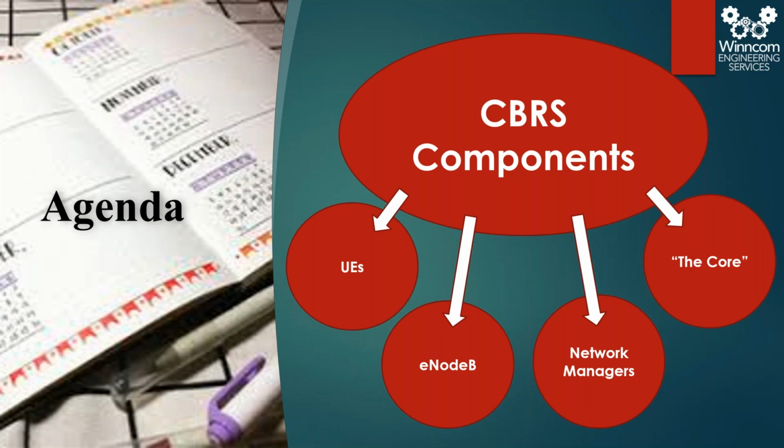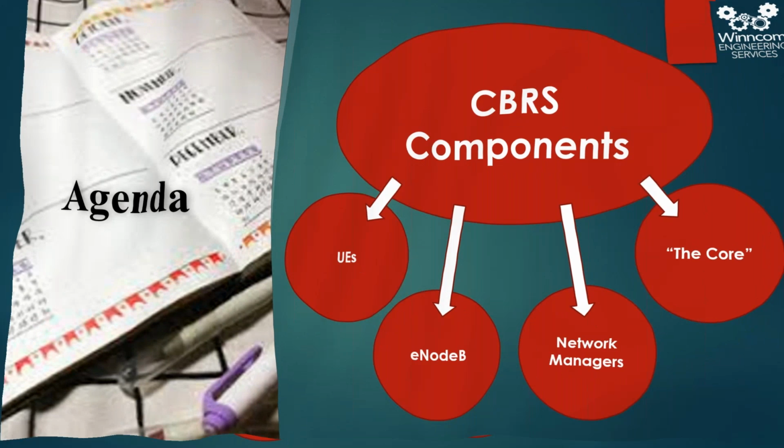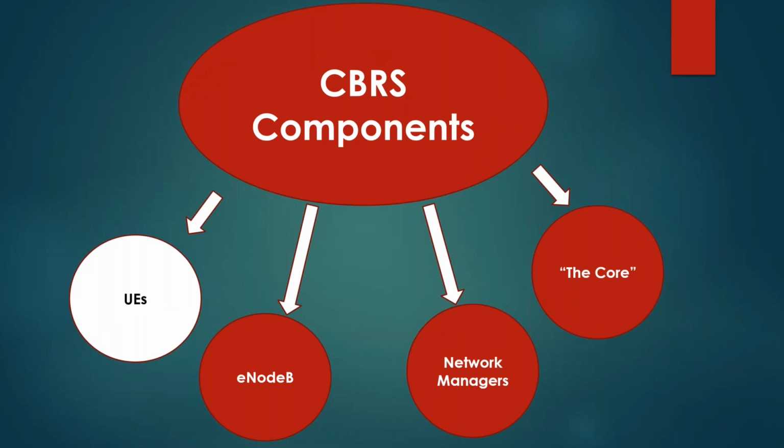Every device on CBRS is called a CBSD and must connect to a Spectrum Access System, or SAS. The SAS is a database of all the information used in CBRS, all of the eNode Bs, the UEs, their locations, transmit power, and more. So I just wanted to get that out there because that's kind of the basis of how this entire Part 2 goes. So let's go ahead and start looking at our UEs.